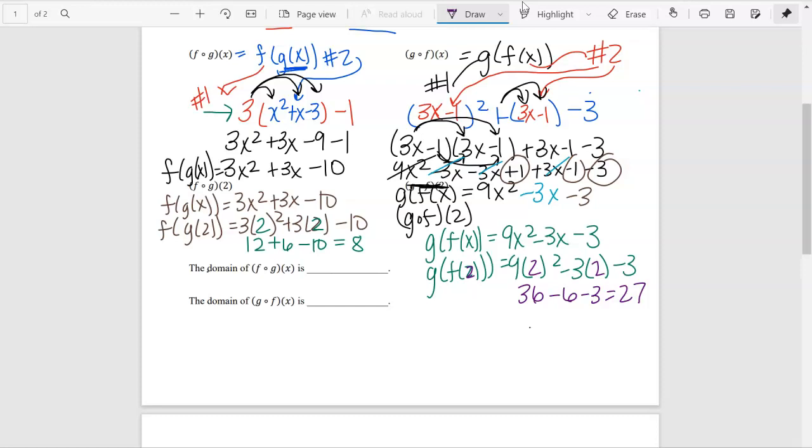Okay. So far in the domain, we've only talked about problems being if we have a fraction. So the domain of f of g of x should only have a problem if there's a fraction. Well, f of g of x is 3x squared plus 3x minus 10, and there is no problem there, so that's just all real numbers. The domain of g of f of x is 9x squared minus 3x minus 3. No fraction again there, so the domain would be all real numbers.